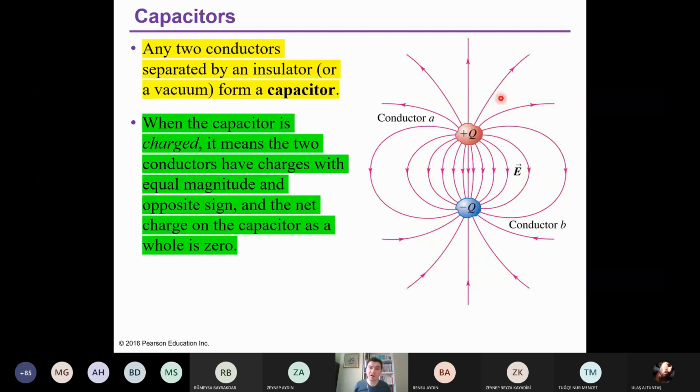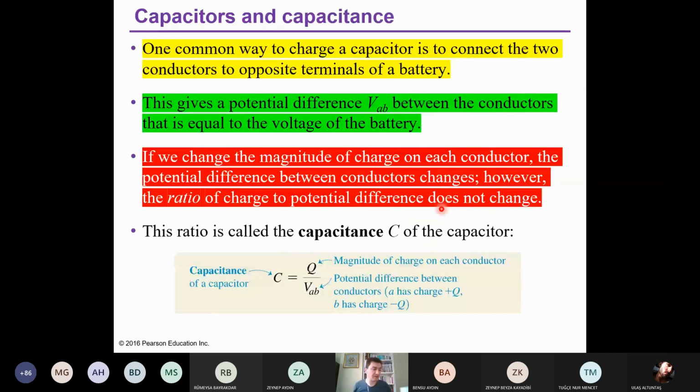When we charge the capacitor, it means that two conductors have charges with equal magnitude and opposite sign. Just consider that this is a capacitor on the right side, and you charge this side with this positive Q, and you should have the same amount of charge on the negative side, okay? And what about the total charge on the capacitor? The net charge on the capacitor is 0. This is the definition of capacitor.